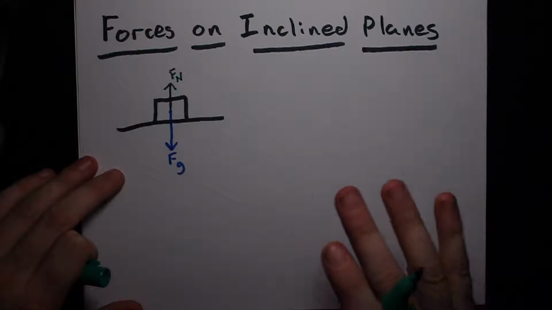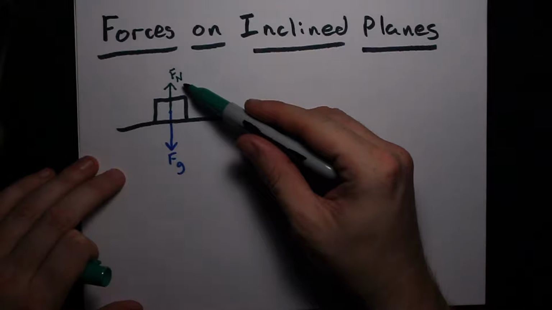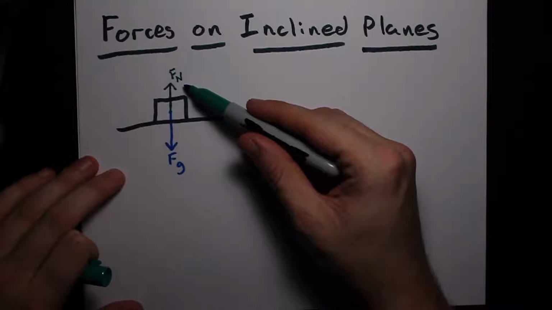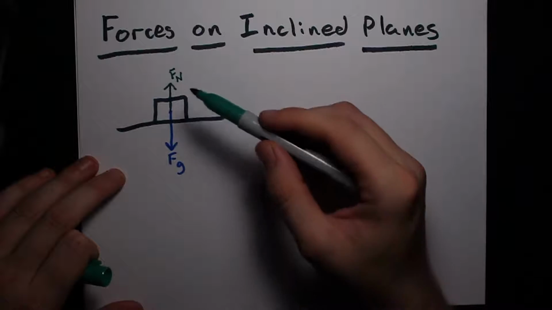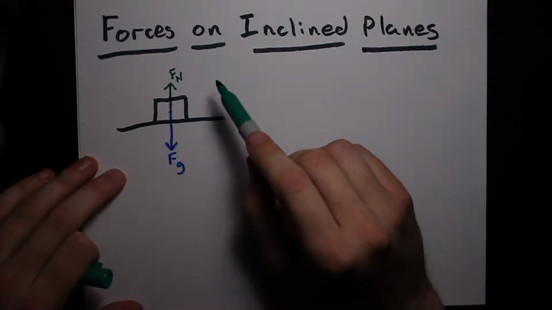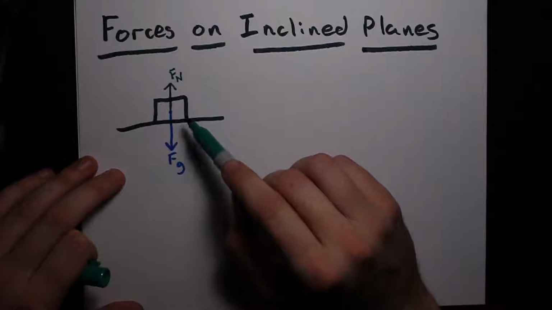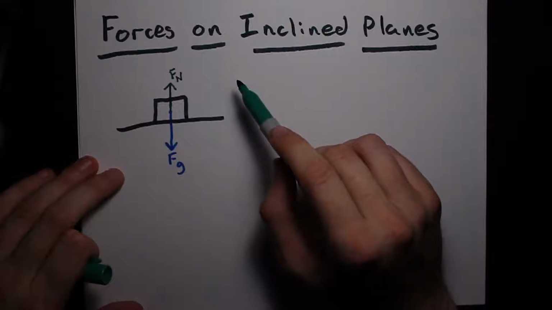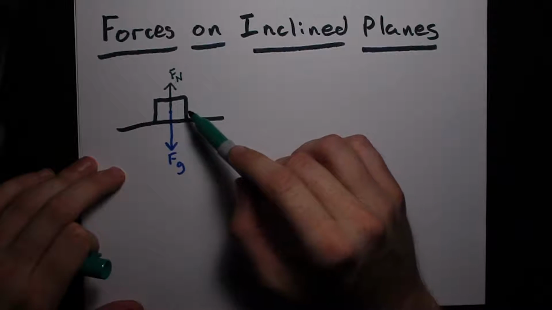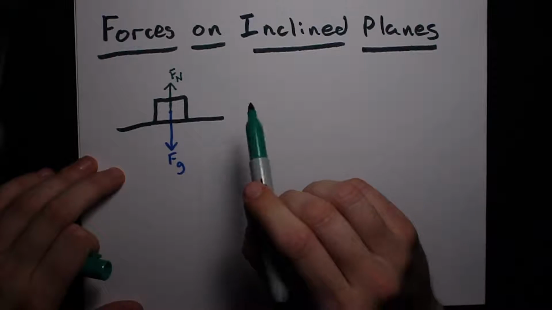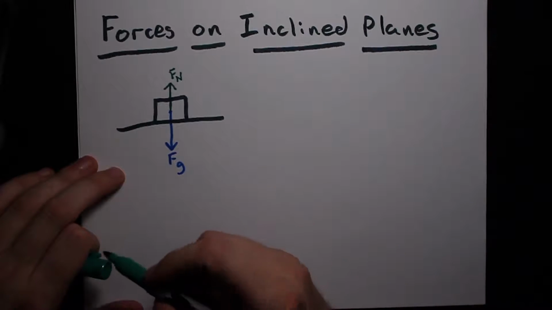Now, according to Newton's third law, the force of gravity is going to be equal and opposite to the normal force because forces always come in pairs. And also, according to Newton's second law, if there is no acceleration on the object, that means there's no unbalanced forces. So because this box is not going to be accelerating, it's just sitting in one spot, there's no unbalanced forces. So we can say that the force of gravity is equal to the normal force.